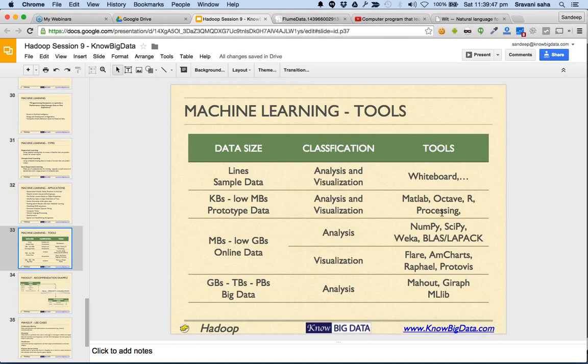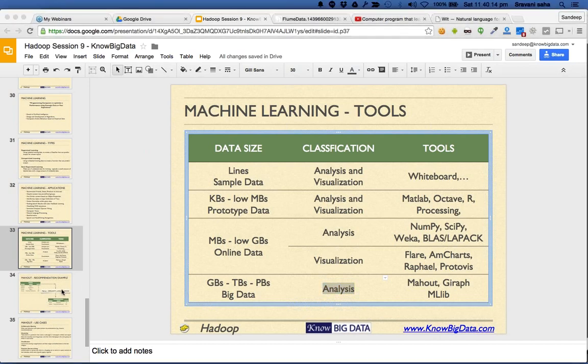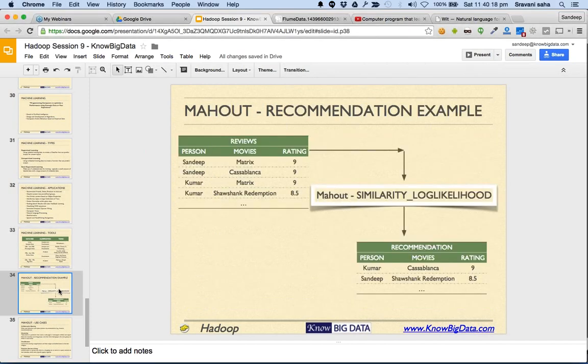But if your data grows into lower GBs, as in 1 GB, 2 GB of data, then you can use NumPy, SciPy, and in those cases the visualization and analysis tools become different. And in case your data goes into terabytes, then you go for Mahout, Giraph, and MLlib kind of libraries. So these are the various kinds of libraries, and the example which we will cover tomorrow is this one.